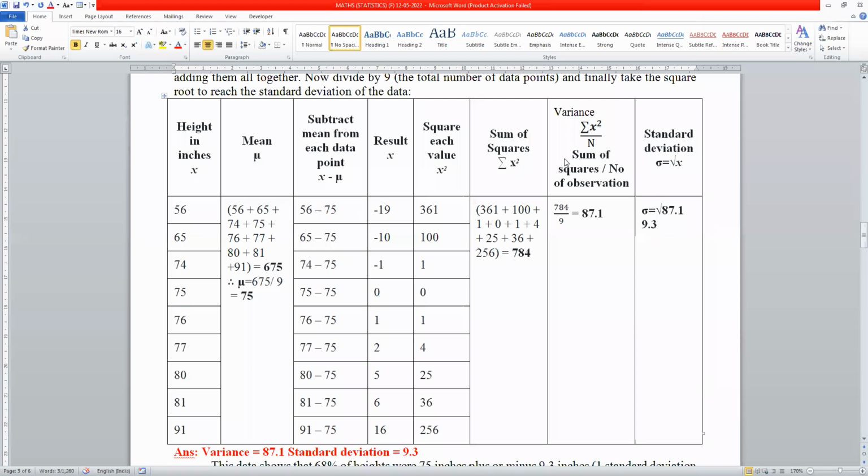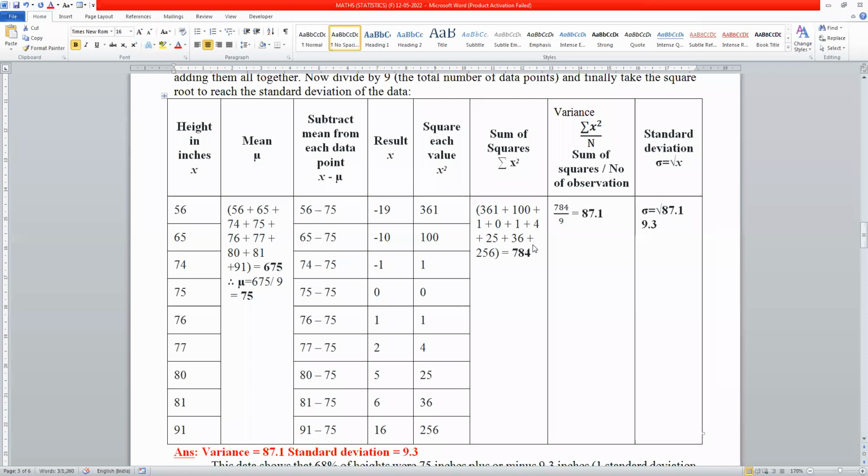Next step, after you have squared each value, you find the sum of squares. Sum of squares is how much? You have to add all these squared values: 361 plus 100 plus 1 plus 0 plus 1 plus 4 plus 25 plus 36 plus 256. The sum of squares is 784. So up to here you have to find.